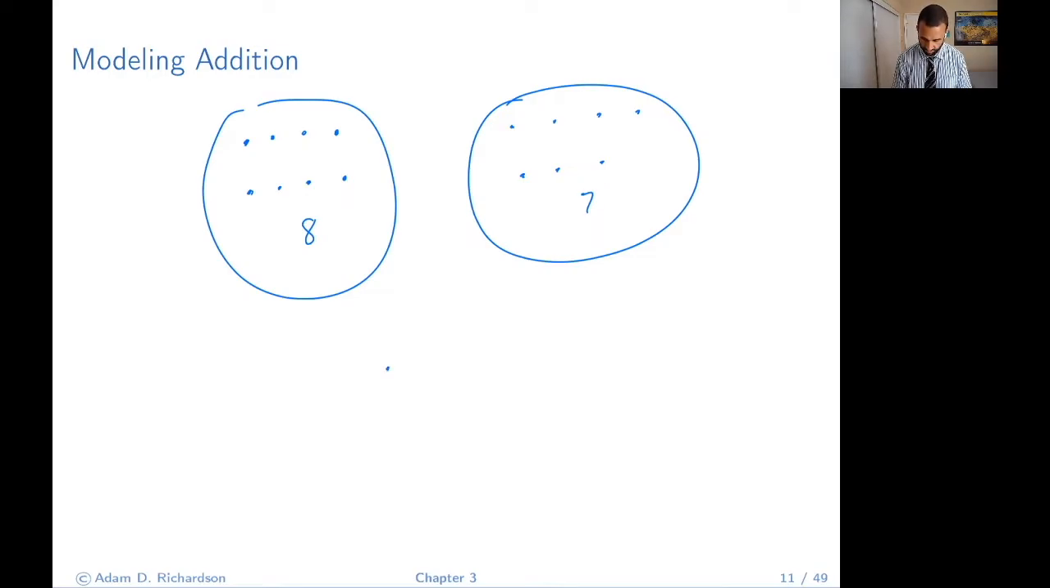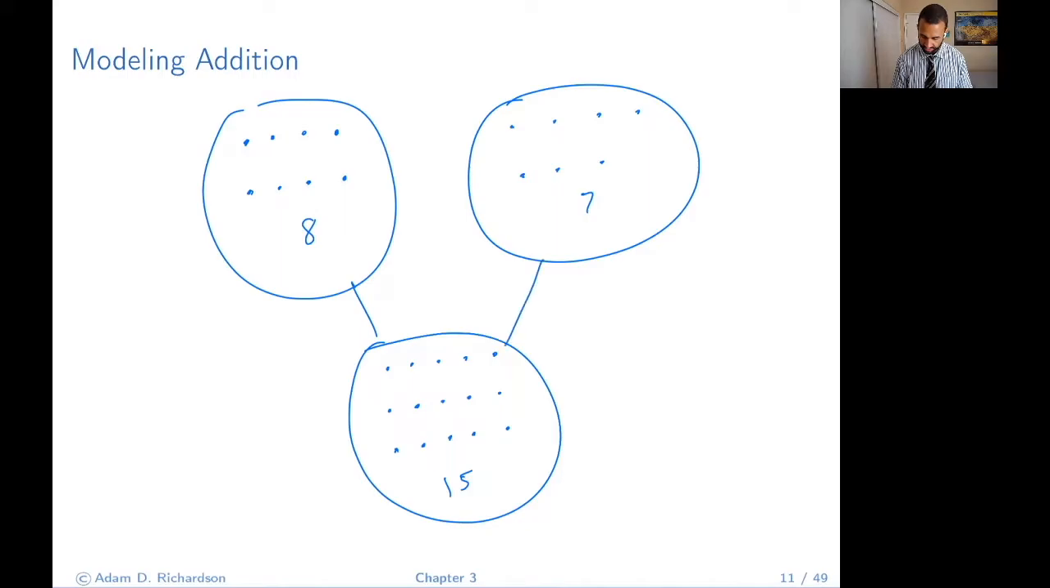What do we get? 1, 2, 3, 4, 5, 6, 7, 8, 9, 10, 11, 12, 13, 14, 15. This is the quantity 15. And then I'm going to link those like so. That's the set model. What I'm showing is that if you take 8 objects and combine them with 7 more objects, then you have 15 objects altogether.